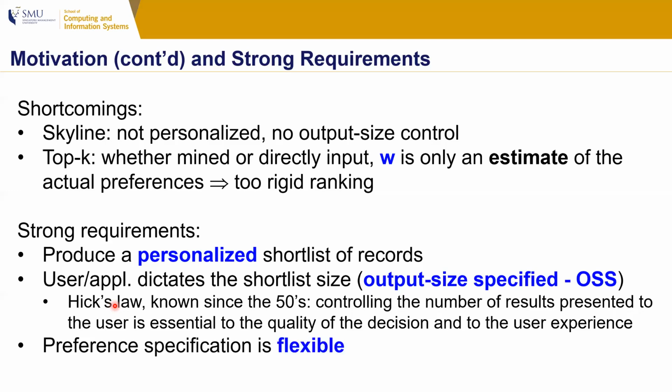The third strong requirement that we have is that the preference specification must be flexible, which juxtaposes with the rigid ranking offered in the standard top K query.